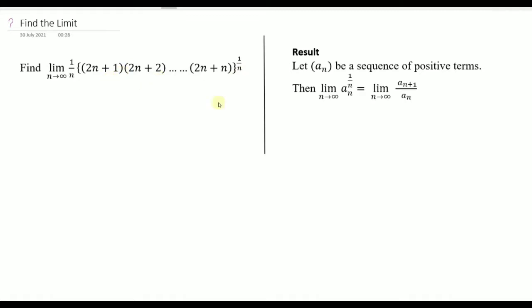We apply Cauchy's second limit theorem. The theorem says that first we have to find the limit as n tends to infinity of a_(n+1) divided by a_n. If this limit exists, that limit is also equal to the limit of the given problem. So first we find the limit of this sequence. Let's go for the solution.